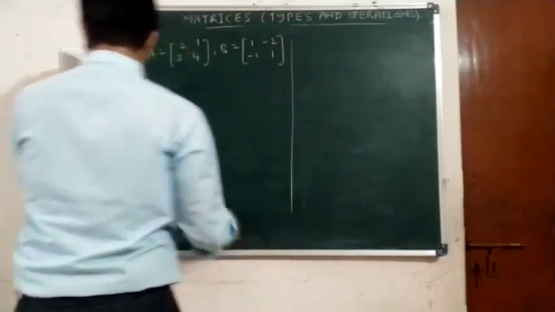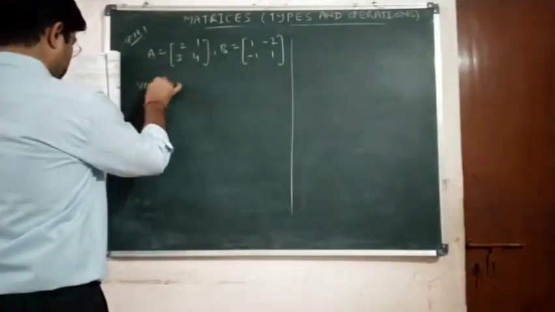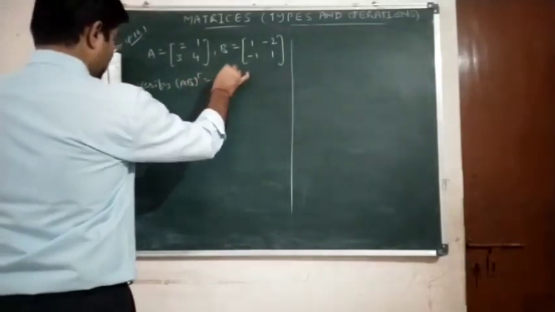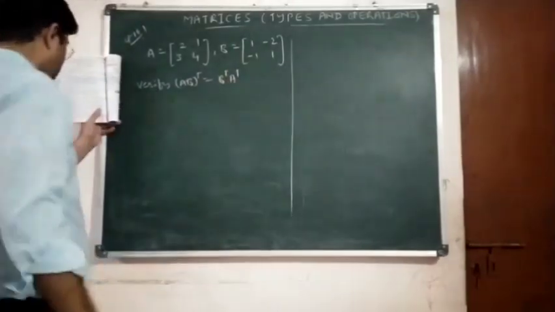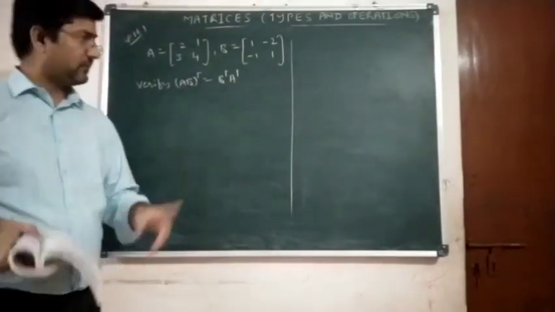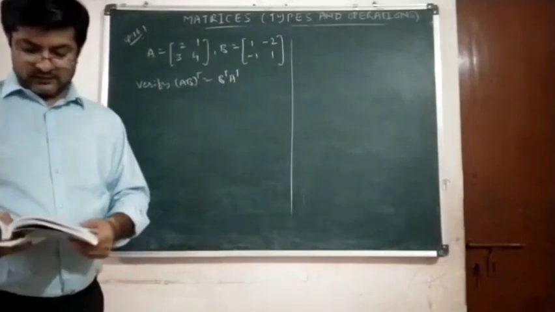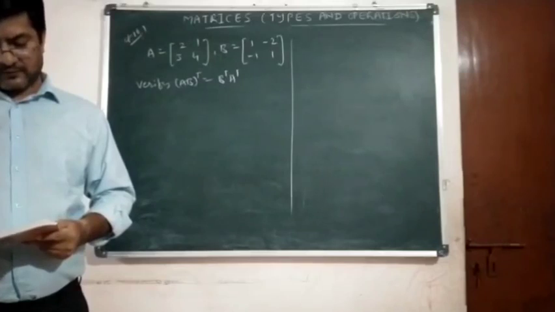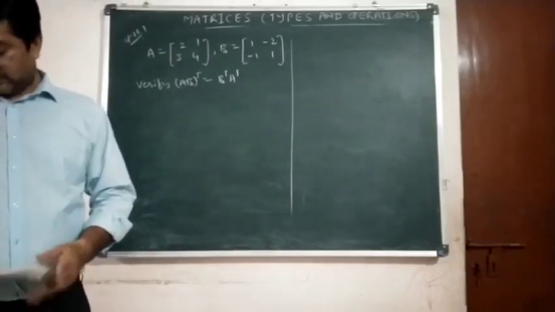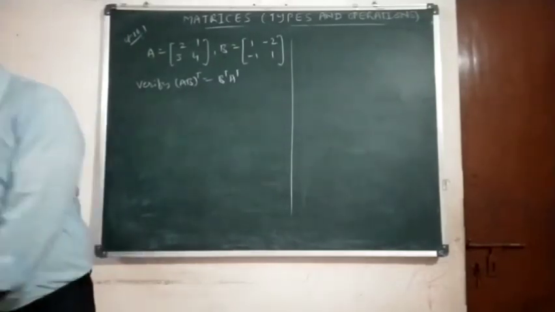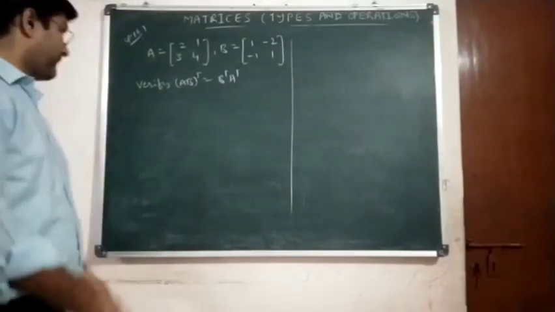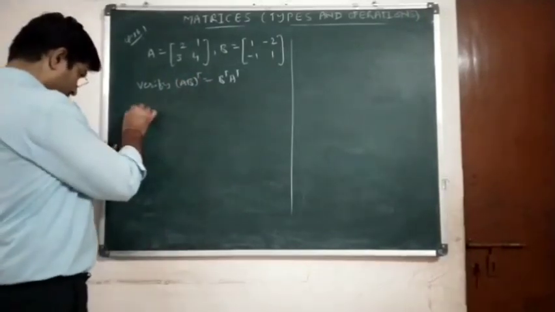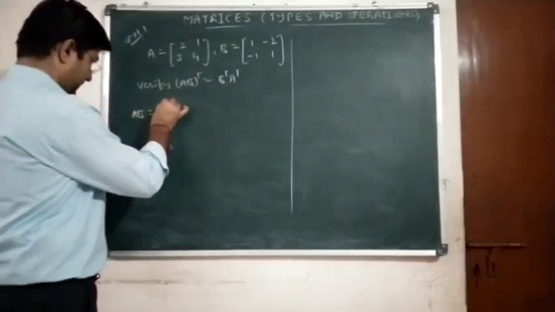We have to verify AB whole transpose is equal to B transpose A transpose. This is a property of transpose matrix that we have seen while explaining transpose matrix. Okay, 4 properties we are aware of. So we just have to verify, that's all. So let us verify. Okay, first we will find out the product AB and then we will take the transpose. So let us first calculate the AB.